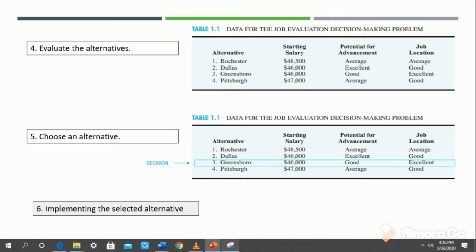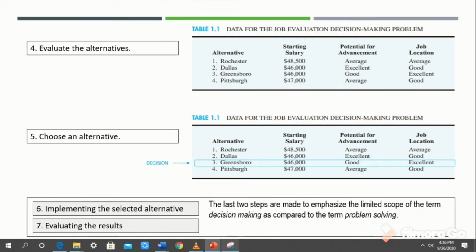Proceed ka, number 6 and number 7, mao na siya ang problem solving, di ba? Implementing the selected alternative and evaluating the results. So, kani sila, the last two steps are made to emphasize the limited scope of the term decision-making as compared to the term problem-solving. Because diri na kamo trabaho implementing the selected alternative. And after, imo na i-assess kung sakto ba ni ang desisyon. So, diri na ang imong problem-solving, while the first 5 steps are considered the decision-making.